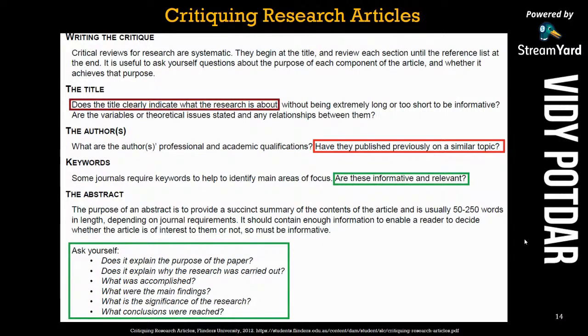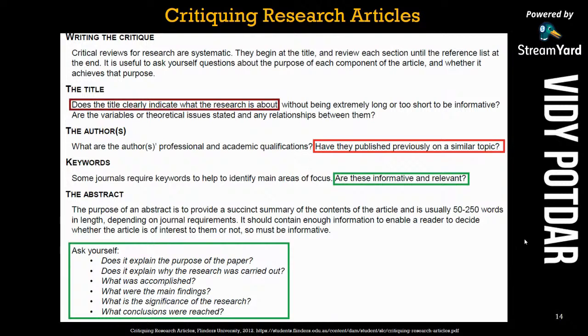Many times when I read a paper, the title is not clear, the keywords really don't make sense. It just goes to show that the authors or the research team that has written that paper hasn't given good thought to what they are writing. It may be just done in a rush, or could be any number of reasons.